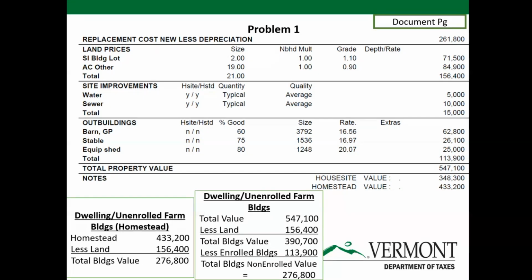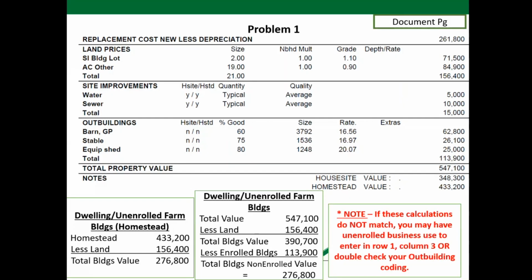Okay, there's our 276, just a different way to do it. Total value minus land, minus enrolled farm buildings, leaves us what we've got left. And again, reiterating that if these numbers don't match, you may have unenrolled business use, or you may have to check your coding.